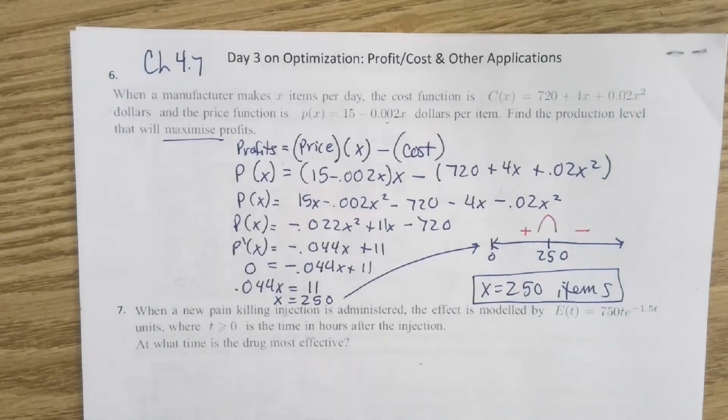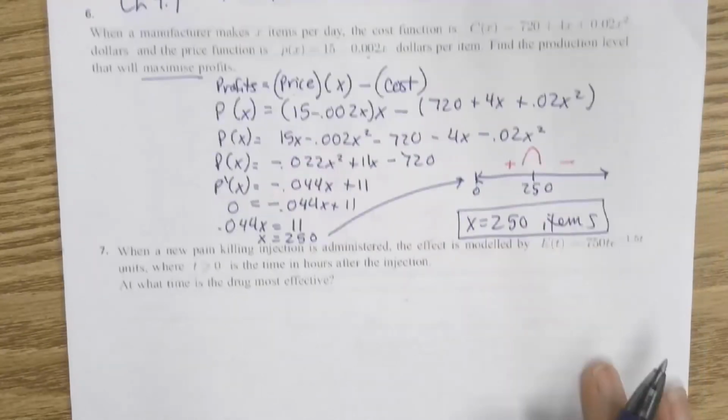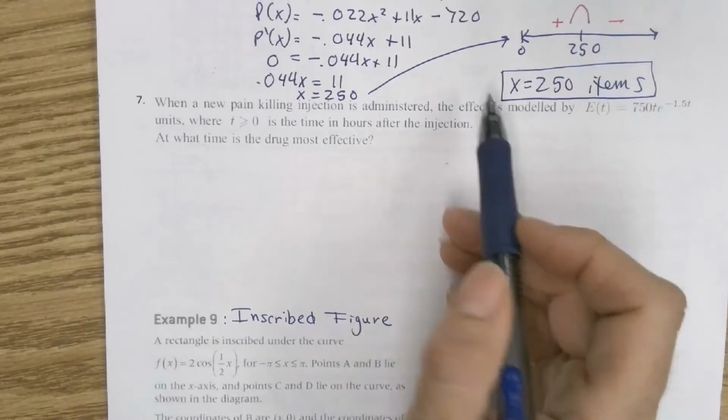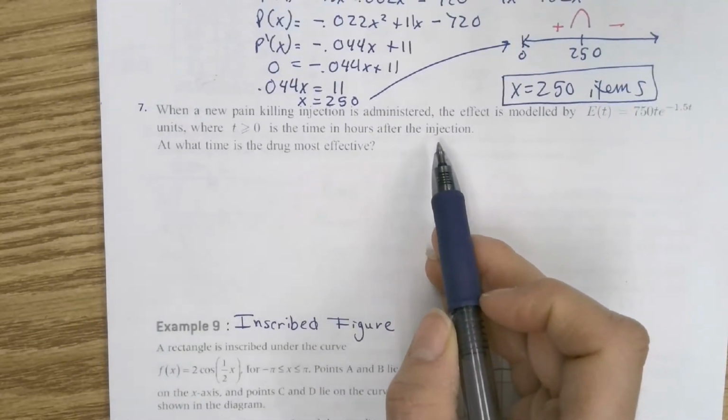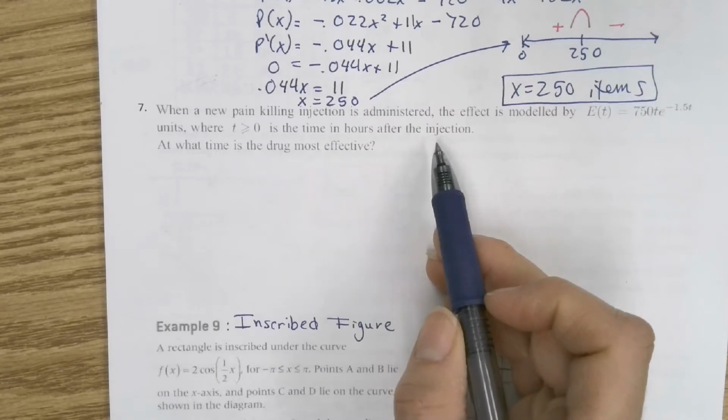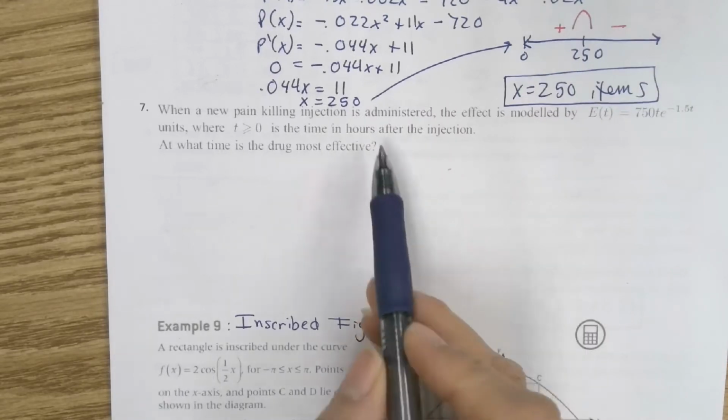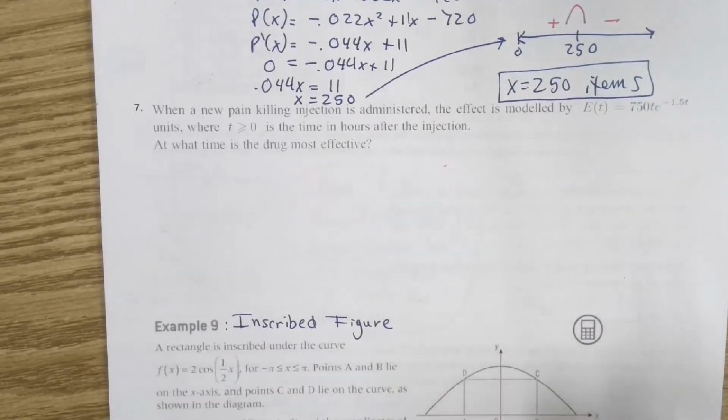Hey Bulldogs, we are continuing our study of optimization. This is an example of a problem that includes an exponential function. And there are just an infinite number of applications of optimization. So I just wanted you to see one other variation, in a different context than we've seen already.